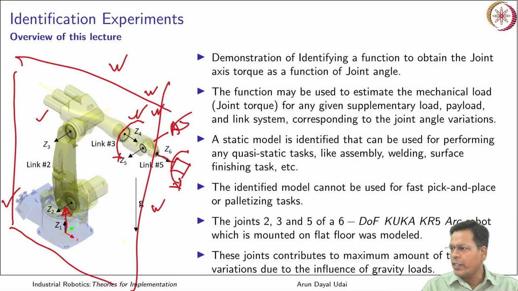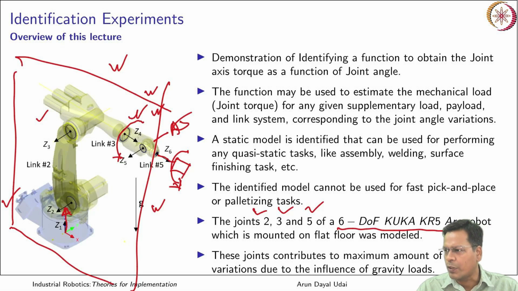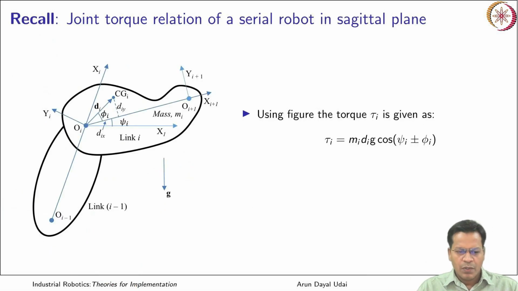So the joints that I am considering are joint 2, joint 3 and joint 5 only of a 6 degree of freedom KUKA KR5 arc robot, okay. So let us move. Let me just recall some fundamentals here. That is the joint torque relation of a serial robot in sagittal plane. So these are the two links that I am considering. This is link I-1 and this is your link I, okay.